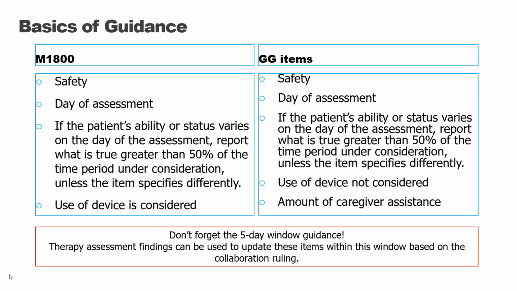Now, one thing I don't want us to get confused about when I say day of assessment is how we're answering these, is we still have the use of our 5-day window based on the collaboration rule. So if I go out on Monday and my therapist goes out on Wednesday, that therapist is going to assess how that patient can do these M1800s and the GG items based on their day of assessment, which again is going to be 2 days past yours, but you can still use what they gather if you feel like after talking with them, that is a better response to the item.